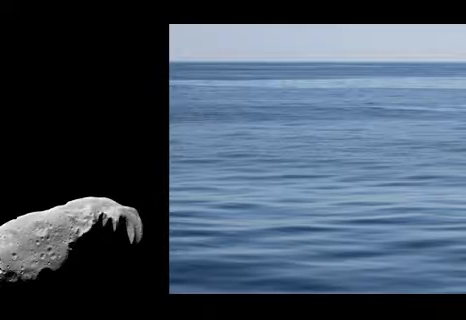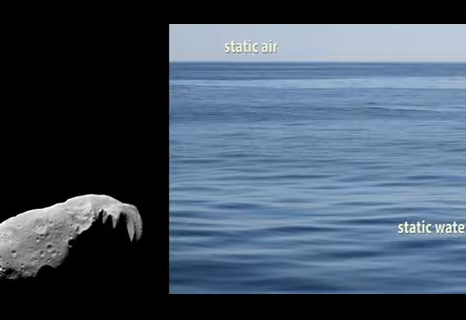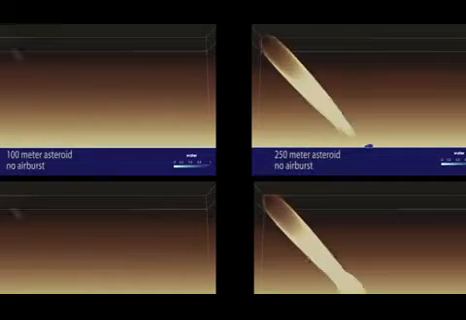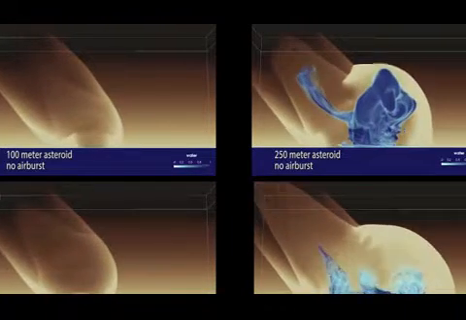X-Rage uses adaptive mesh refinement to continually subdivide computational cells in important areas, applying more computing power to where it's needed. Our simulations contain 3 materials: a basalt asteroid, static air, and static water. Initially, all kinetic energy is assigned to the asteroid. By studying different runs from the ensemble, we see the effects of varying asteroid size, angle of impact, and airburst.